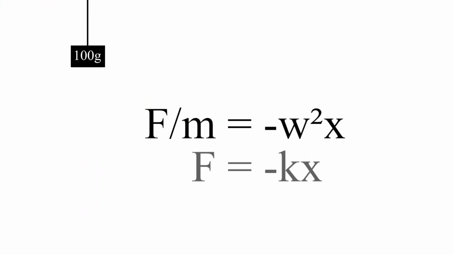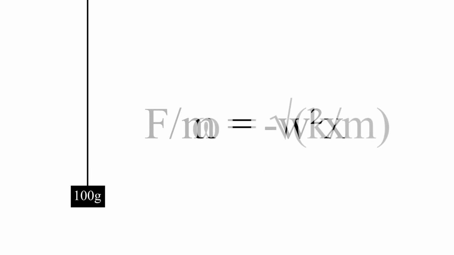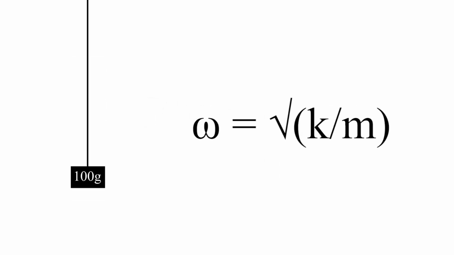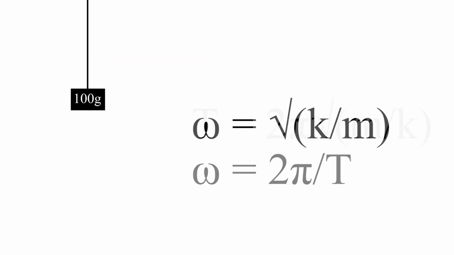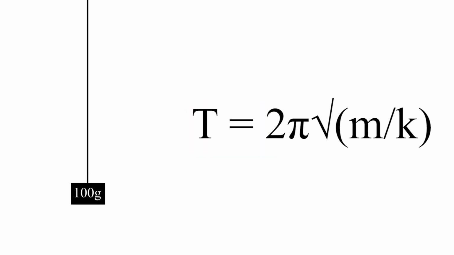Now we know that for a system like a mass on a spring, F equals minus kx. And if we combine this with our previous equation, we get the equation omega equals root k over m. We also know that omega is 2 pi over T, so combining these two equations we can see that T is 2 pi root m over k. This is another important equation to know.